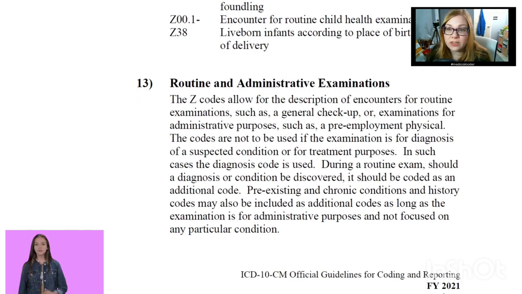Routine and administrative examinations. So the Z codes allow for the description of encounters for routine examinations such as general checkup or for examinations for administrative purposes such as a pre-employment physical. These codes are not to be used if the examination is for a diagnosis of a suspected condition or for treatment purposes. In those categories, we would use the diagnosis codes, the definitive diagnosis that we are looking at, or sign or symptom or whatever it might be.